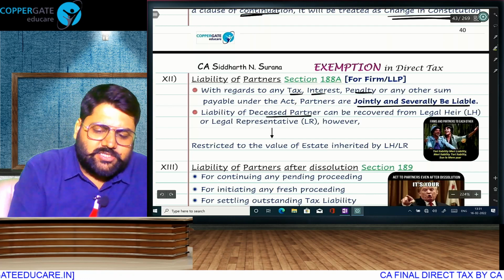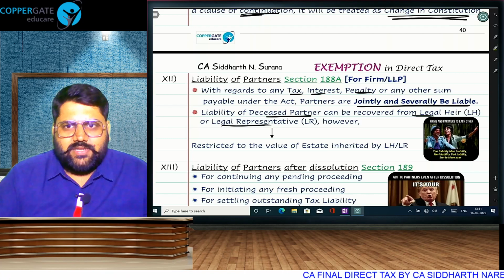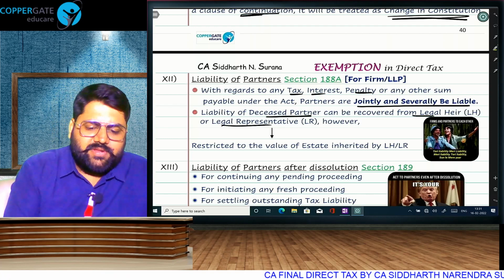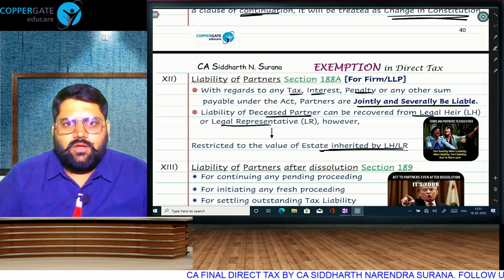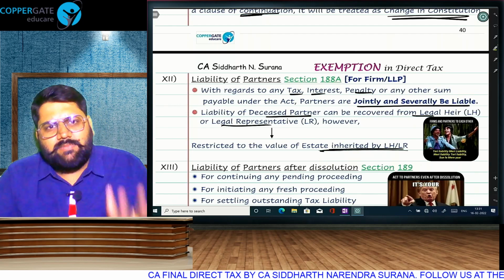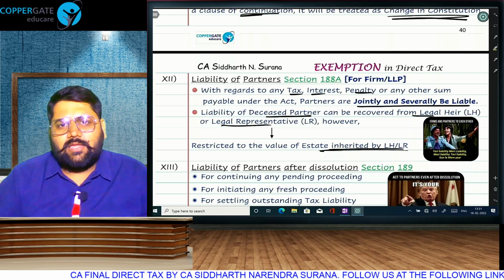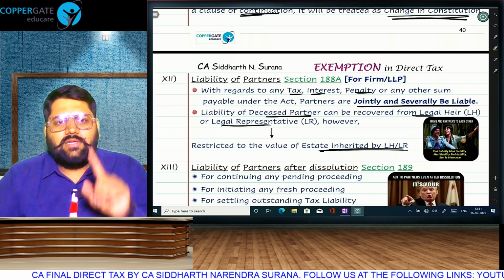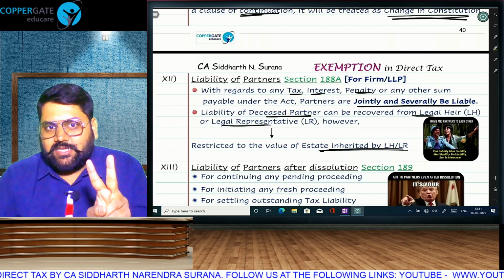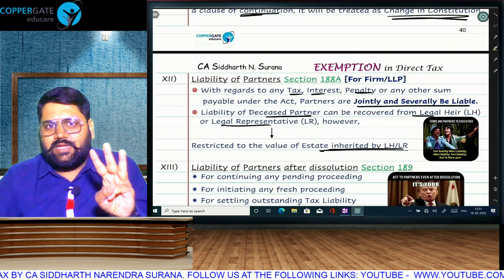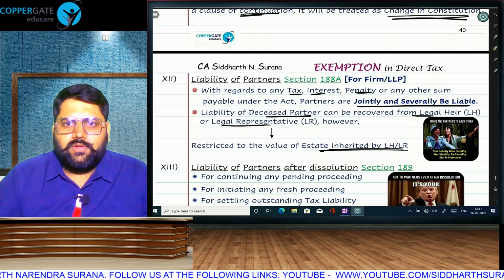However, if there is any deceased partner, then that liability will be recovered from the legal heir or the legal representative of the deceased partner, and it will be restricted to the value of the estate inherited by the legal heir or the legal representative. In other words, maximum liability equal to inheritance. The legal heir will never be made to pay anything from his own pocket. So let's simplify this. Liability in a firm is on the partner. Which partner? Joint and several. If there is any deceased partner, then the legal heir, and maximum liability will be equal to the extent of the amount of inheritance.